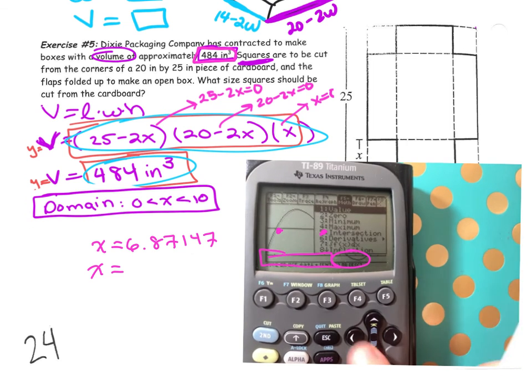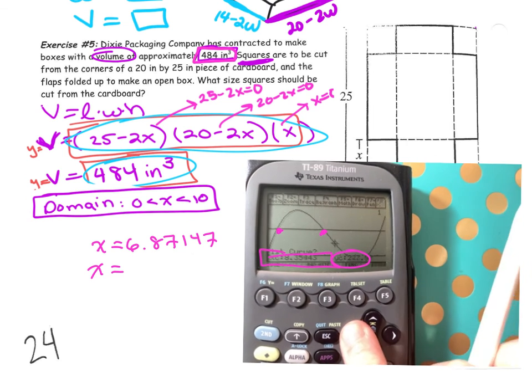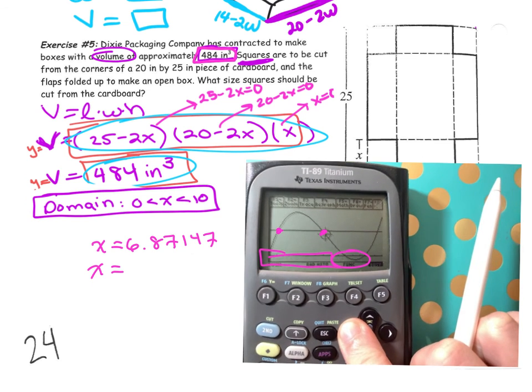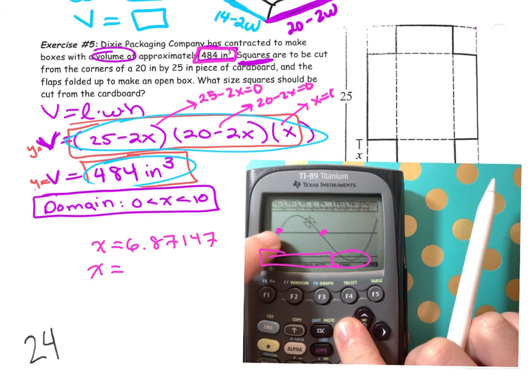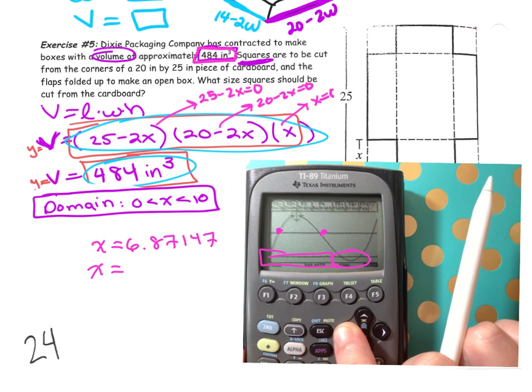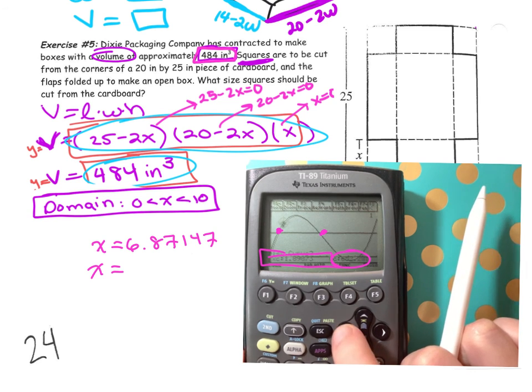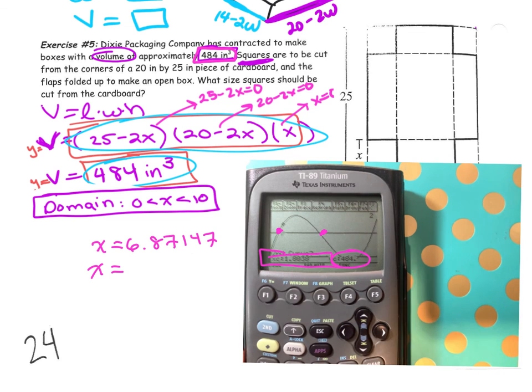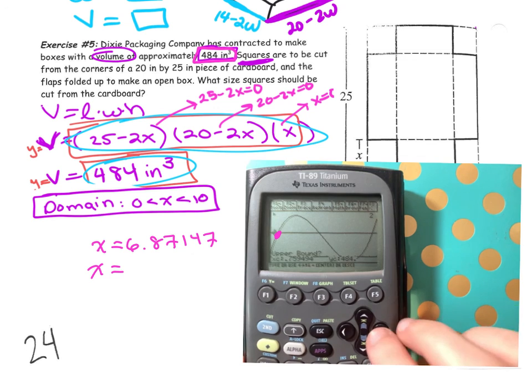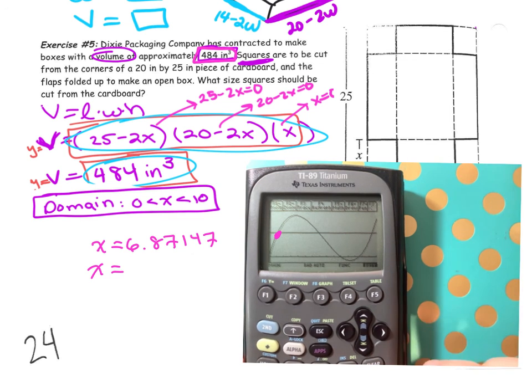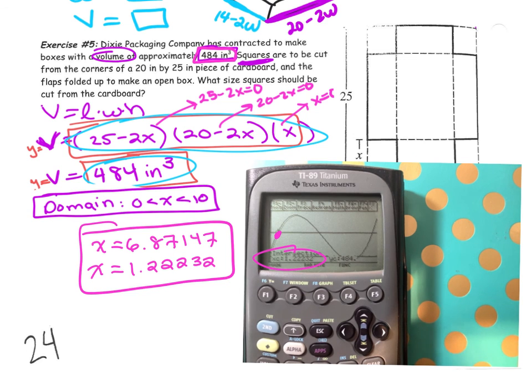Again, go back to F5, go to intersection. We're moving all the way over because we want to get to this intersection point here. I just have to move this cursor all the way over. First curve. I'm on the second curve, so let me erase. We're looking at this point now. Click enter. Lower bound, move left. Upper bound, move right. Enter. And here's my other x value, when x equals 1.22232. So these are the possible x values to make this cut up cardboard box.